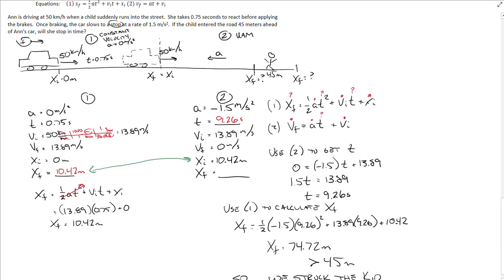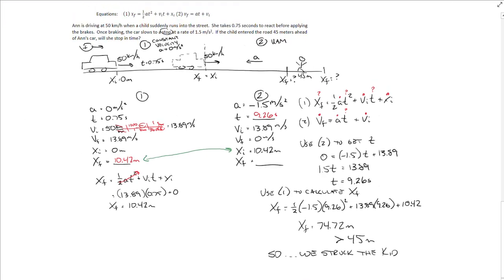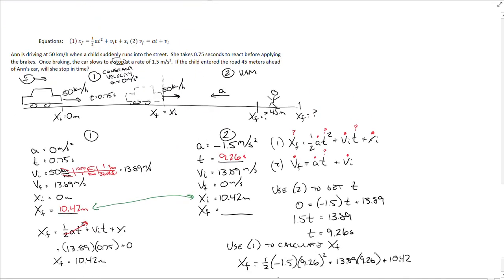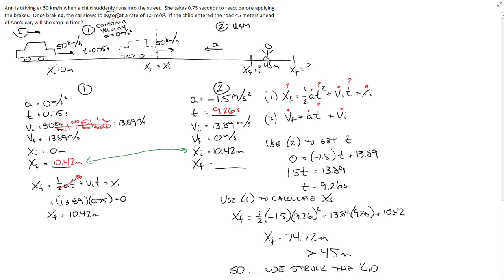If I get an answer like this, you're probably thinking, boy, Mr. Werman's pretty mean, he has a woman striking a kid. Well, maybe I'm going to check my work. Let's double check to see if I got everything right here. 50 kilometers per hour. Did I do my conversion right? All right, that looks correct. 13.89. I multiply that by 0.75. That seems like a reasonable distance.